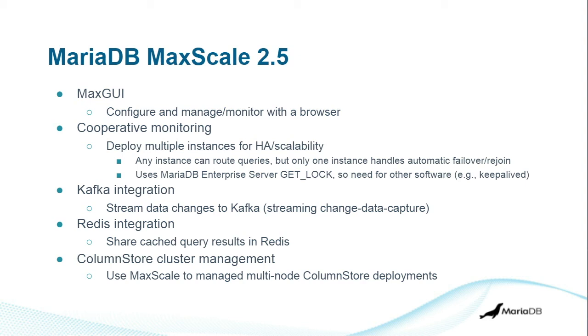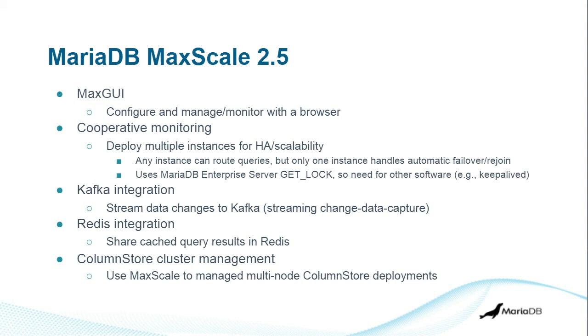MaxScale is now implementing cooperative monitoring in order to permit multiple MaxScale instances to work together for high availability and scalability, while avoiding the split-brain effect. Thanks to cooperative monitoring, many instances can route queries, but only one instance will handle automatic failover and topology change. This feature relies on the GTID feature included in MariaDB Server and removes the requirement of additional failover software like Keepalived, for example.